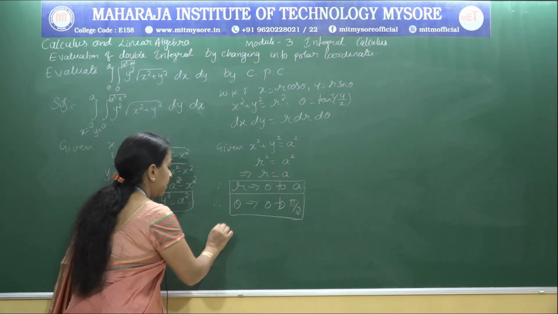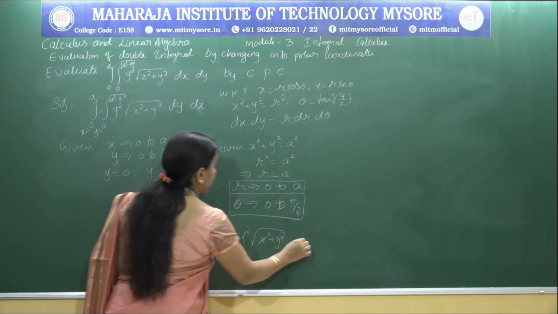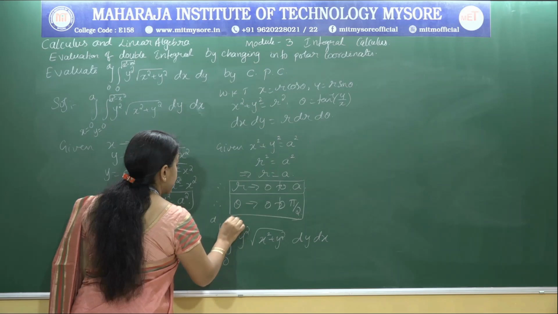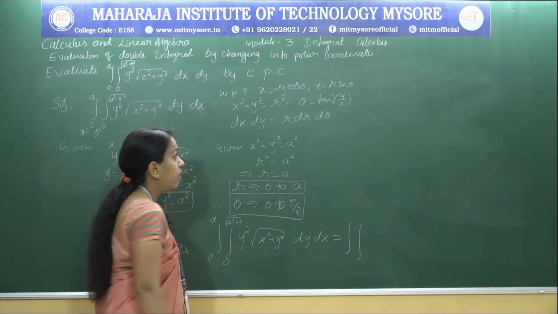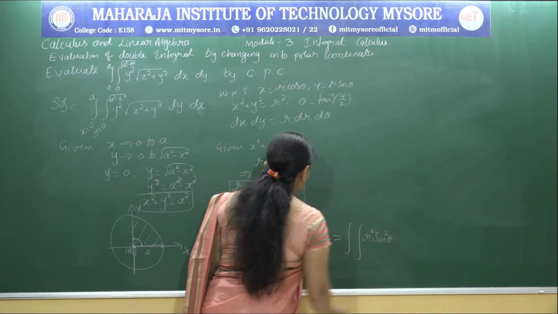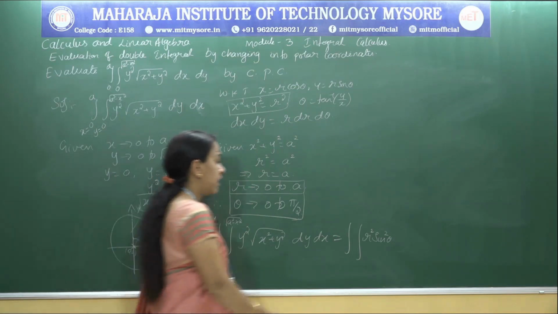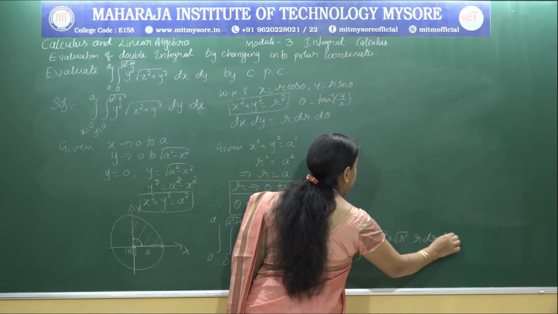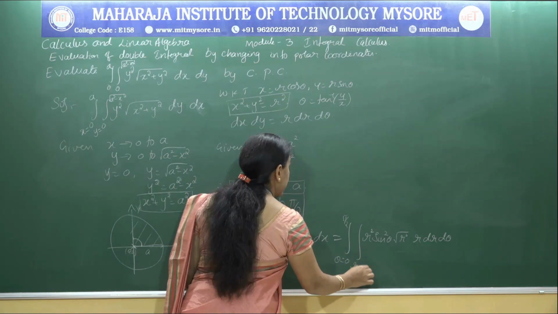Now consider the given double integral of y square root of x square plus y square dy dx between the limits 0 to a and 0 to root of a square minus x square. We know y is given by r sin theta. If I square that, we have r square sin square theta into root of x square plus y square. We know that x square plus y square is r square, so replacing that we have root of r square, and dx dy is r dr d theta, where theta varies from 0 to pi by 2 and r varies from 0 to a.